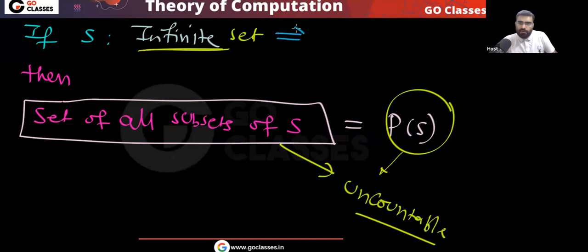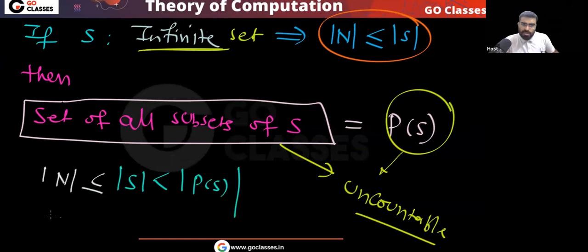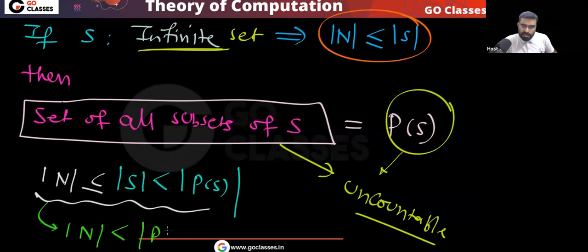See, S is infinite. What does that mean? What is the definition of an infinite set? It means the cardinality of S is at least as big as N. And you already know that the cardinality of S is strictly less than the cardinality of PS. From these two, I can say the cardinality of N is strictly less than the cardinality of PS.